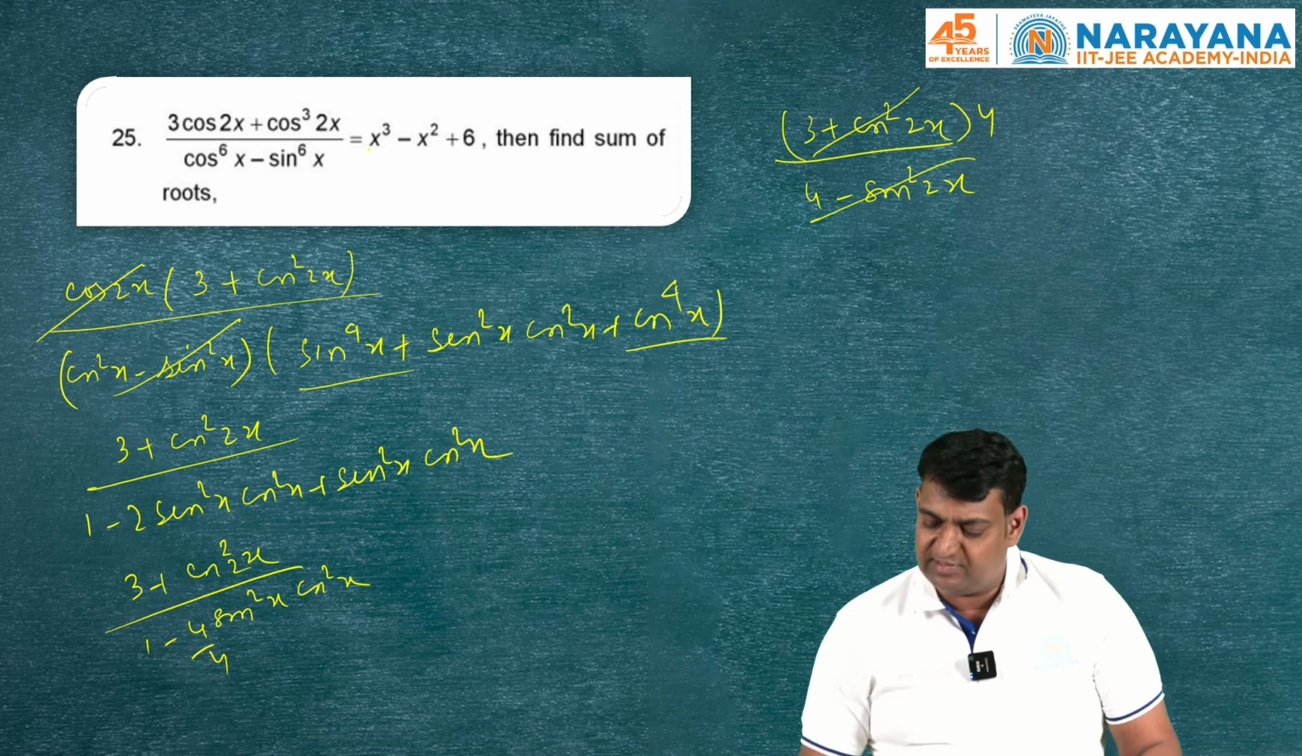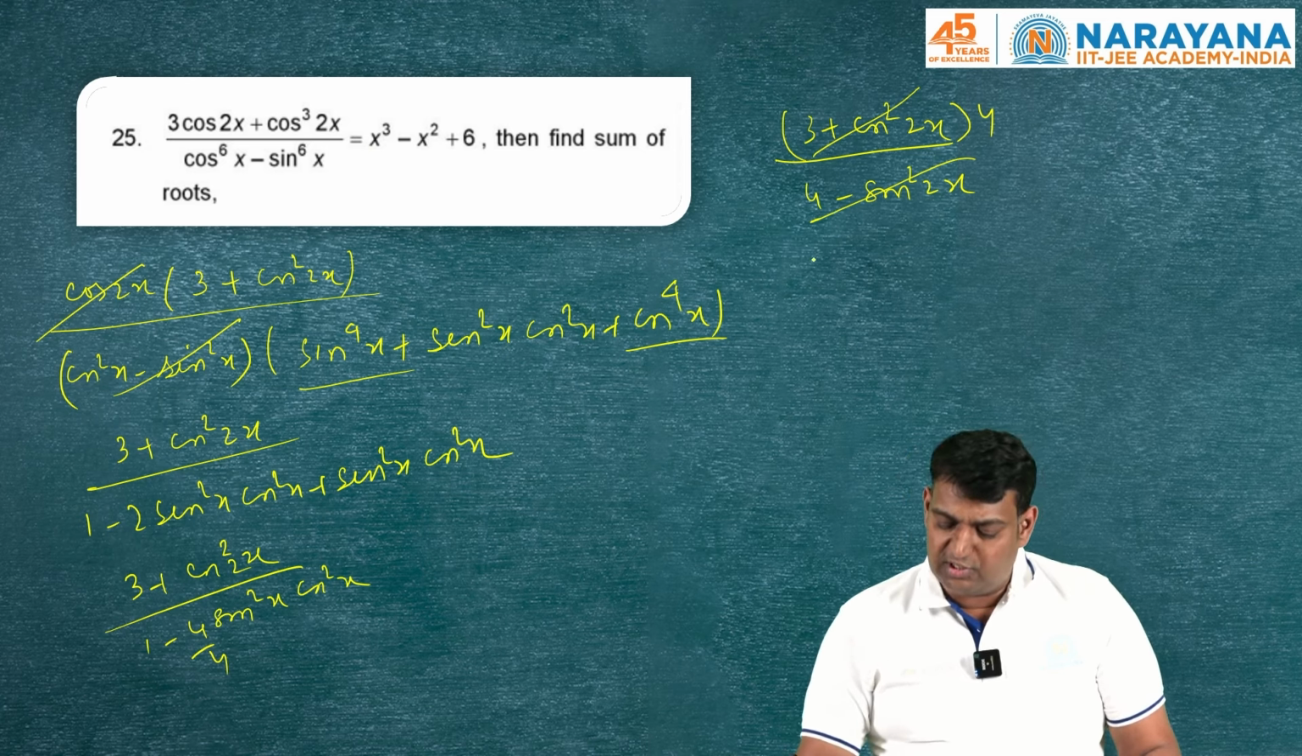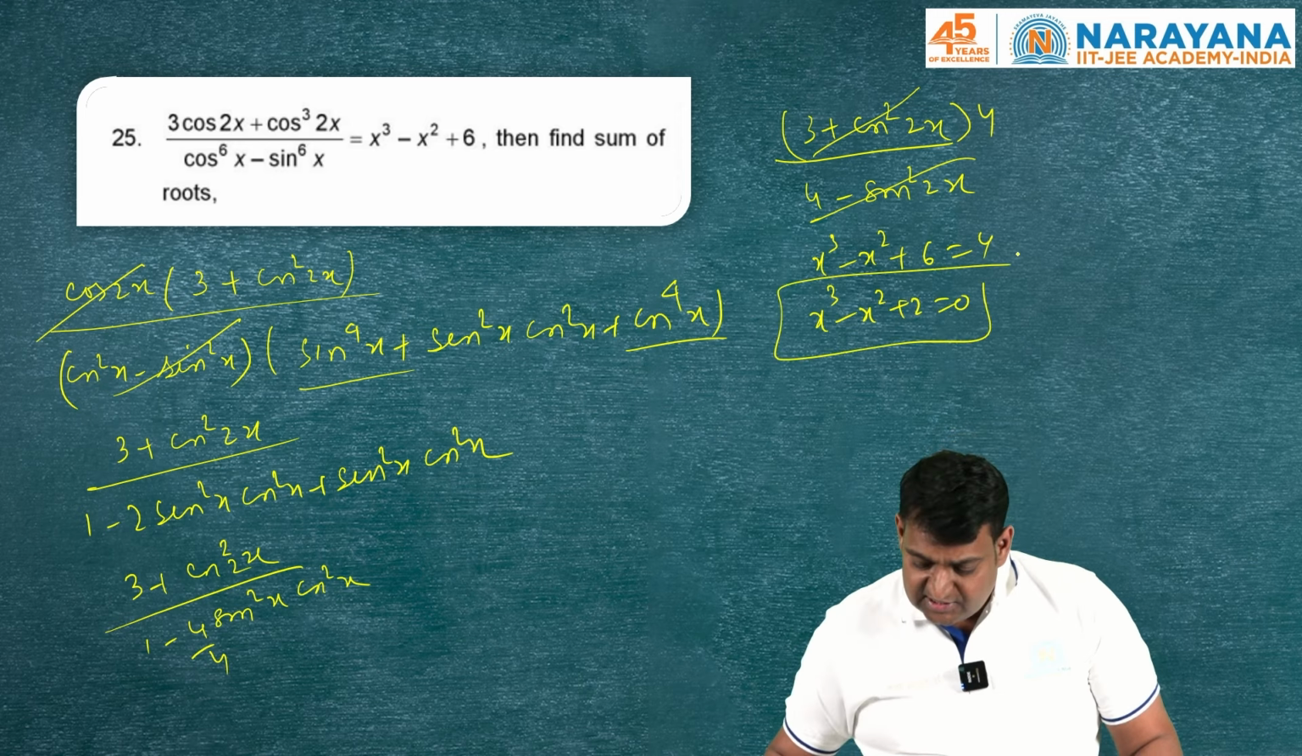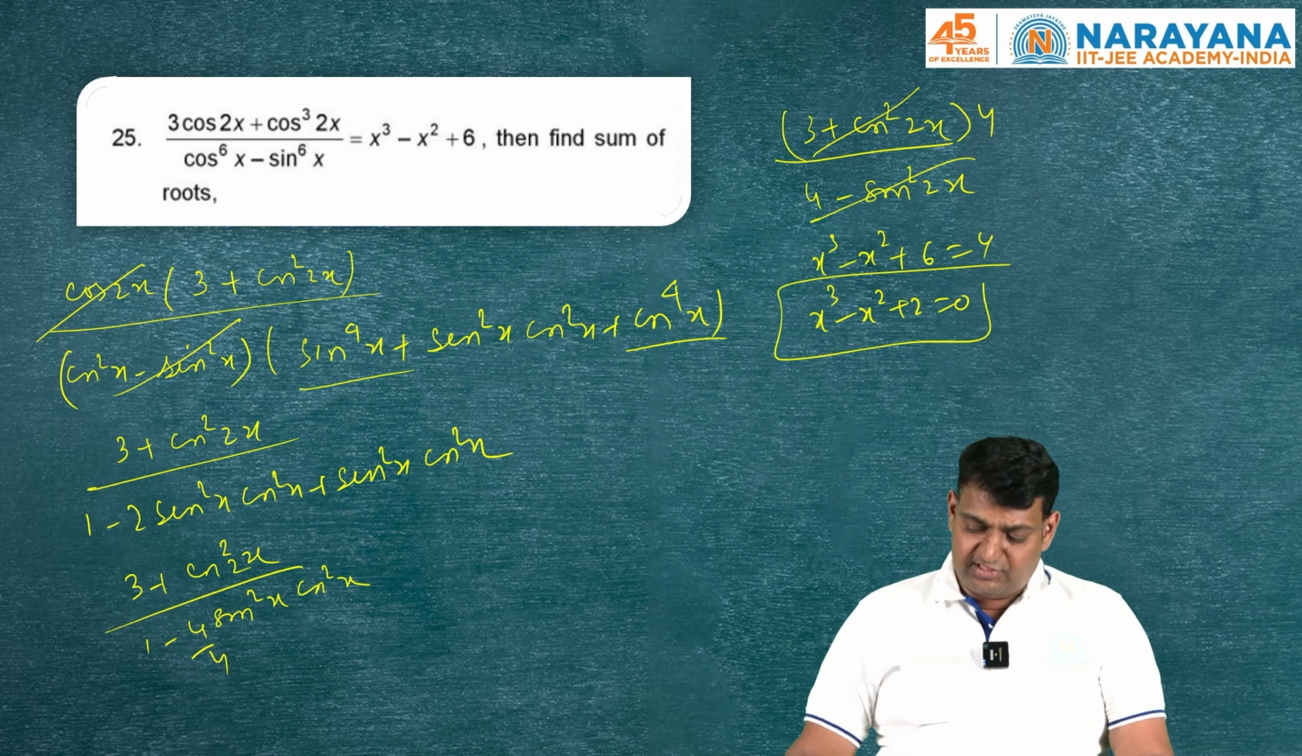Means left hand side after simplification is what? 4. So your problem will become x cube minus x square plus 6 equal to 4, or x cube minus x square plus 2 equal to 0 is the equation. What he asked? Find the sum of the roots. So clearly, what is the sum of the roots? 1.